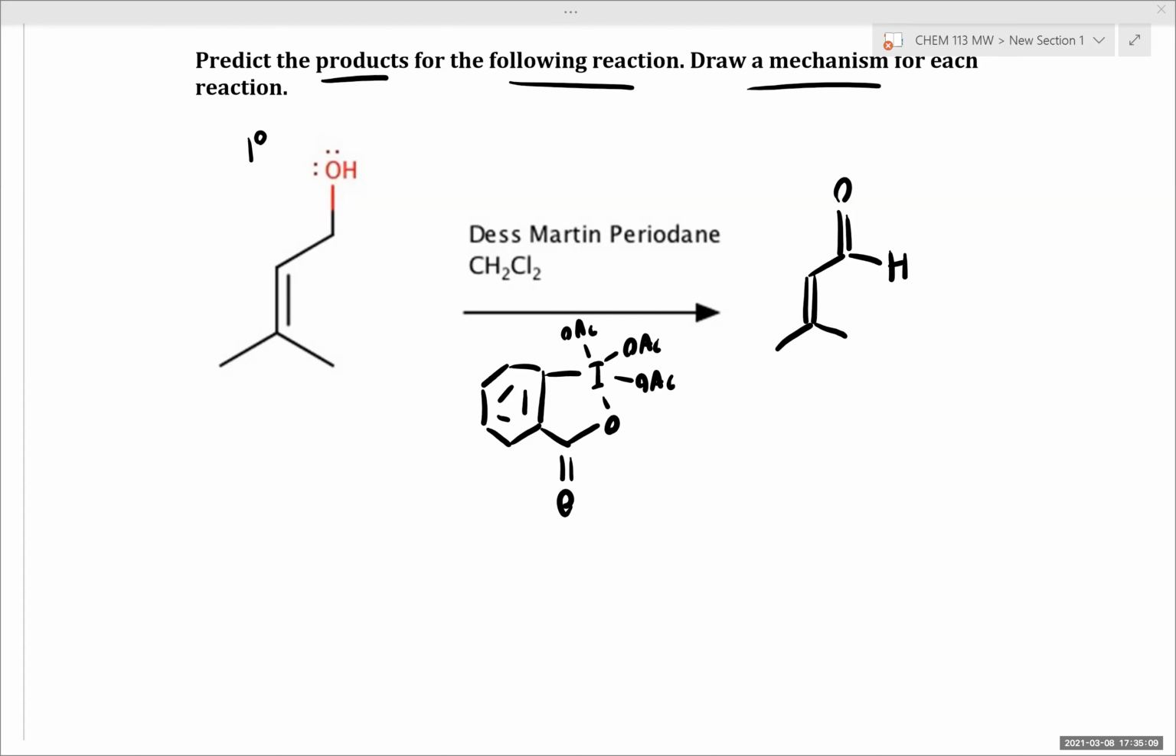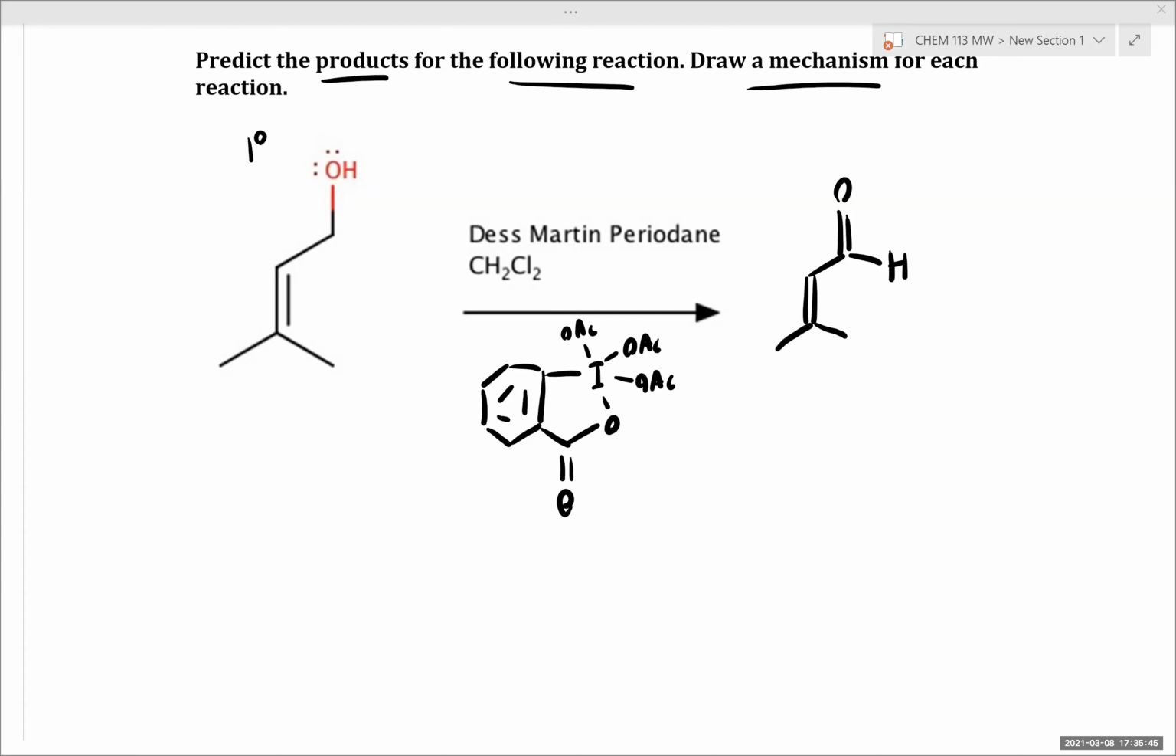Or would anyone like to comment, what's the first step in this reaction? How do we begin this oxidation mechanism? Are we going to get rid of the hydrogen? Sure, yes, eventually, yes. Okay. So we have a student commenting the periodinane will attack the oxygen. Yep.